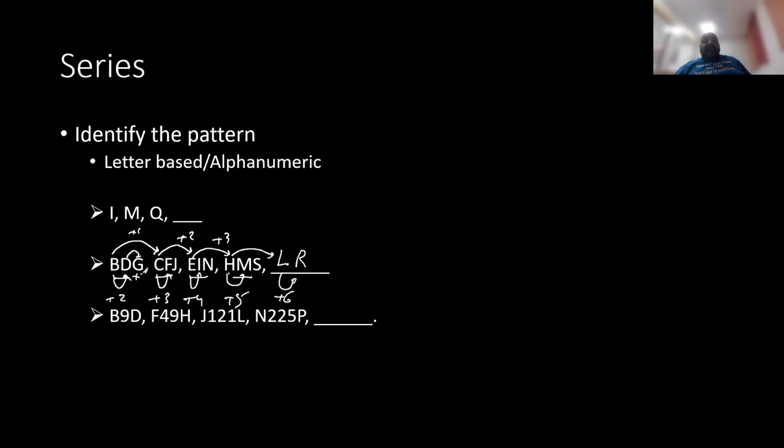DEFG is a plus 3. FGHIJ is a plus 4. Plus 5, plus 6. So from here I'll count a plus 7: R, S, T, U, V, W, X, Y. I think LRY will be the answer.